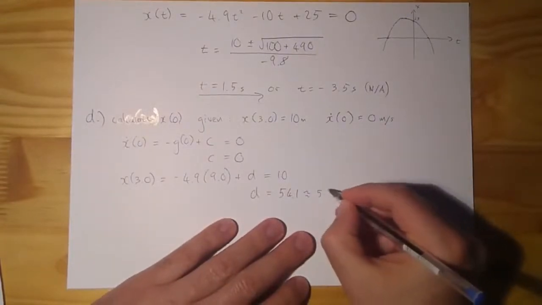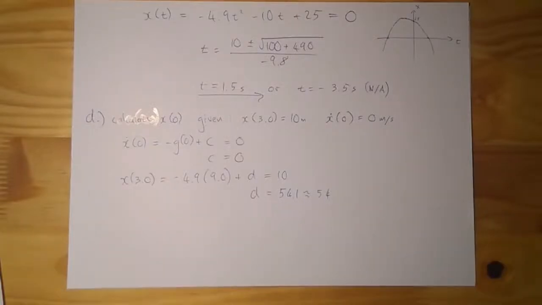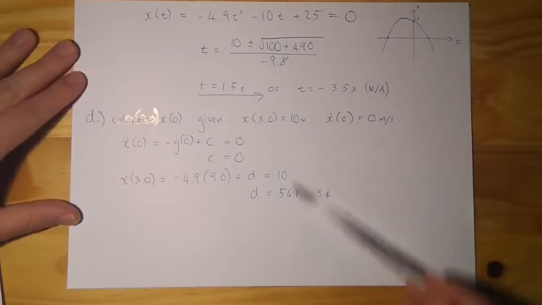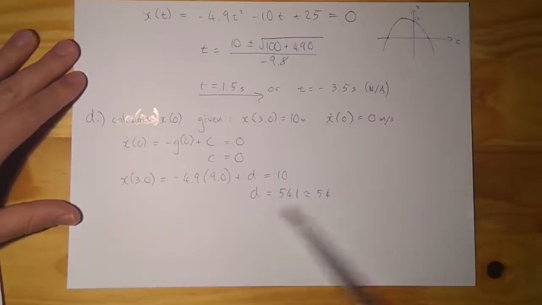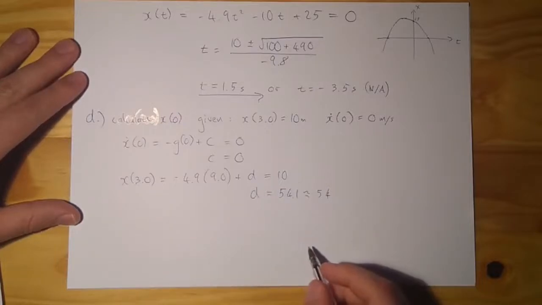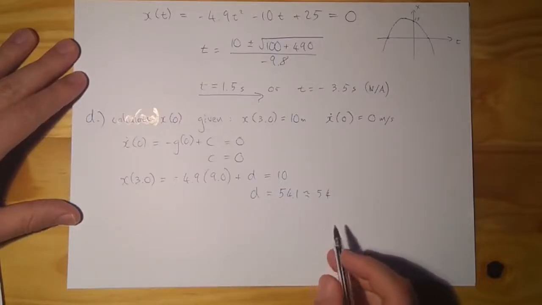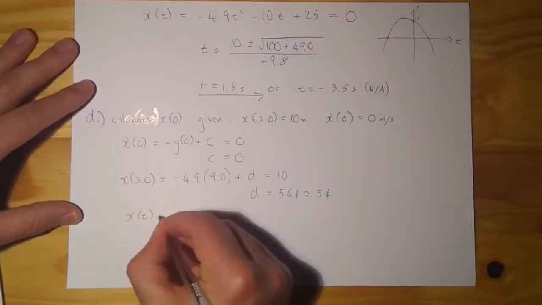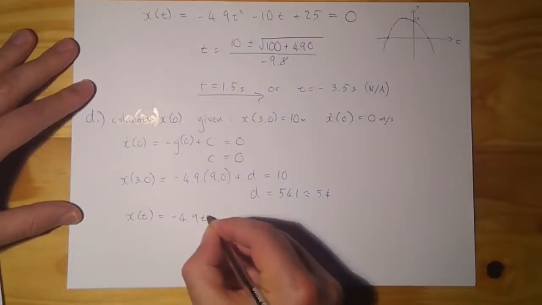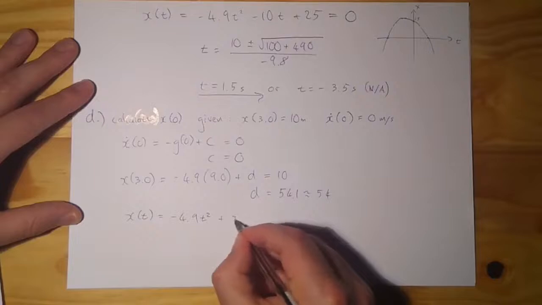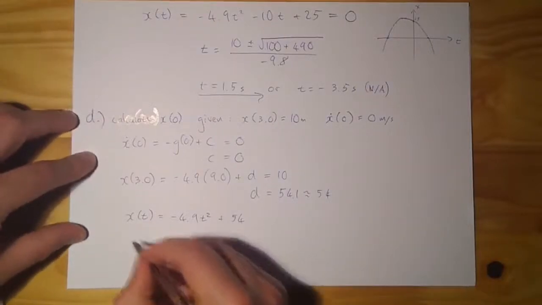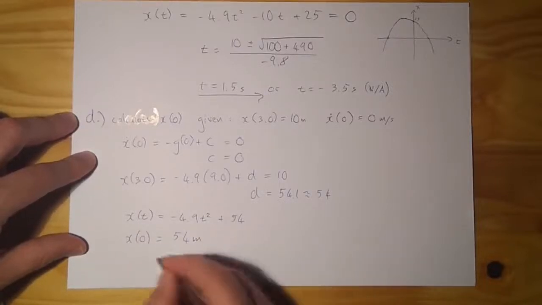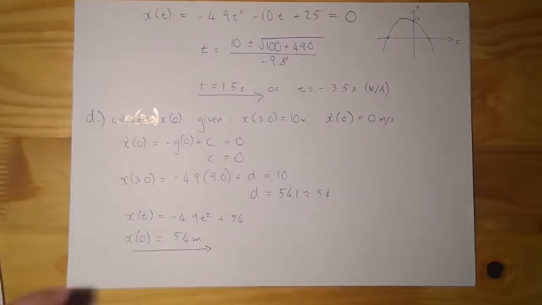So approximately 54. We worked with two significant figures. If it was long calculations, I would rather have used this value, just for an extra safety net. Okay. So now I can write down what x of t is. It is equal to minus 4.9 t squared plus 54. And I just want to know what x of 0 is. Oh, that's easy. It is 54 meters. And there's my answer. The window was 54 meters high.